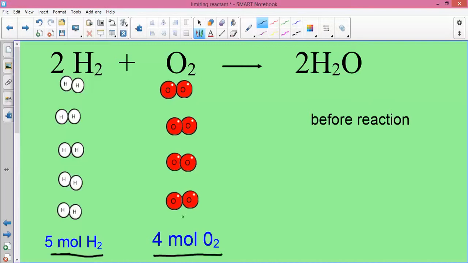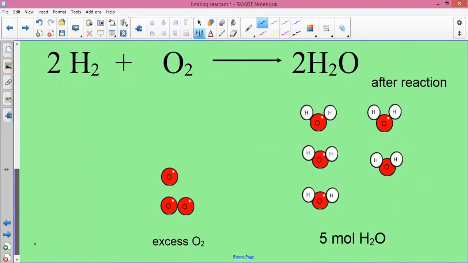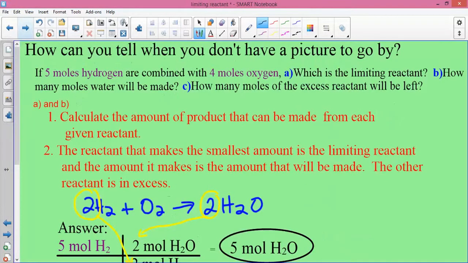Let's see, if we assemble the water molecules based on what we have here, it would look like this. All of our hydrogens would be used, and we would be left with 1.5 moles of oxygen. Your hydrogen in this case is your limiting reactant, your oxygen is your excess, and you have 1.5 moles left over. It's easy to see that when you have a picture and you can just manipulate. How do you do it if you don't have a picture? Well, let's look at this same problem, but let's just do it on paper without pictures.